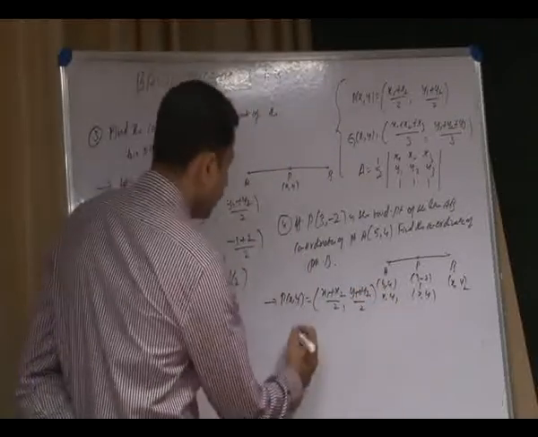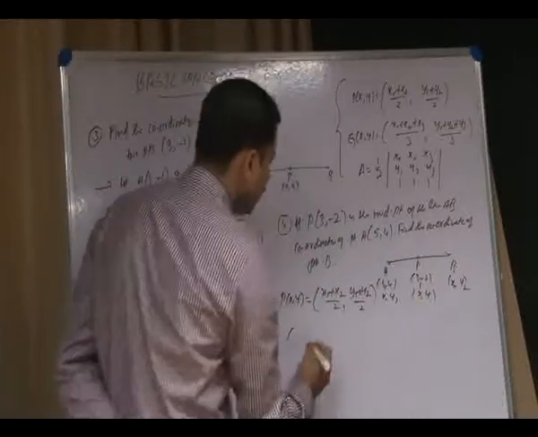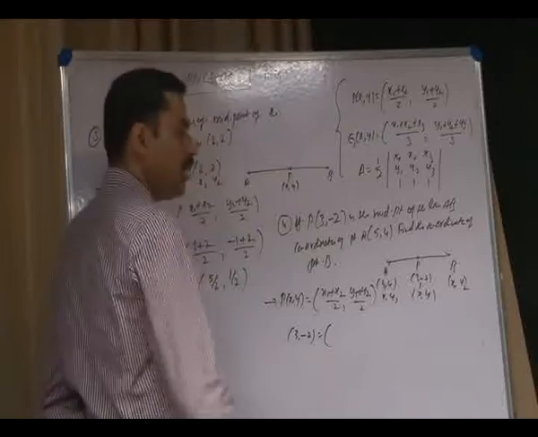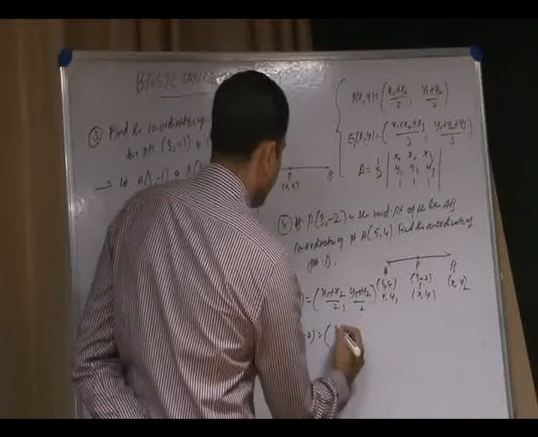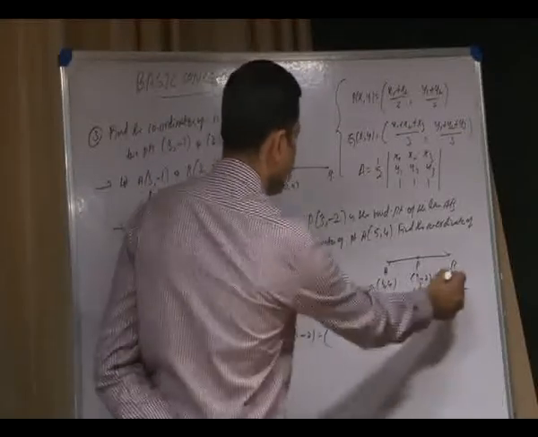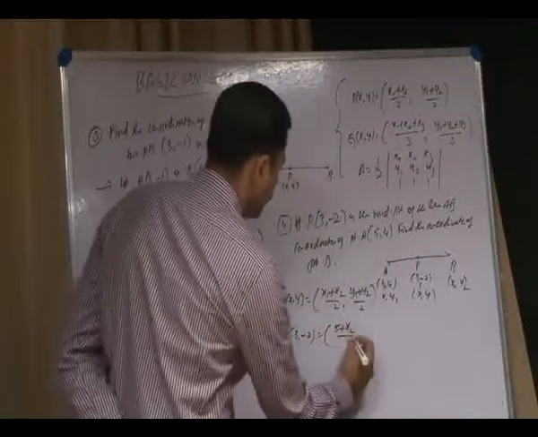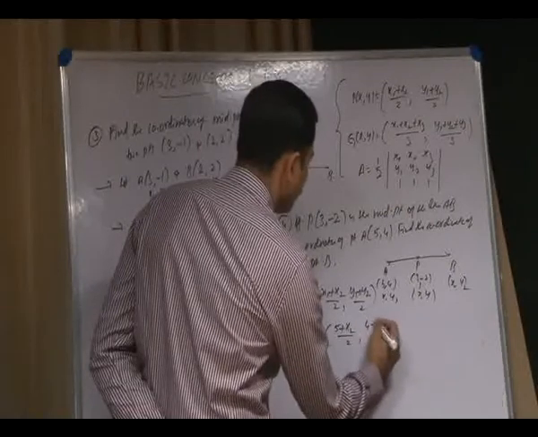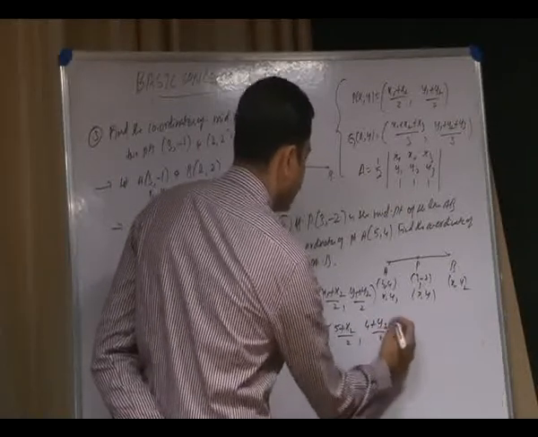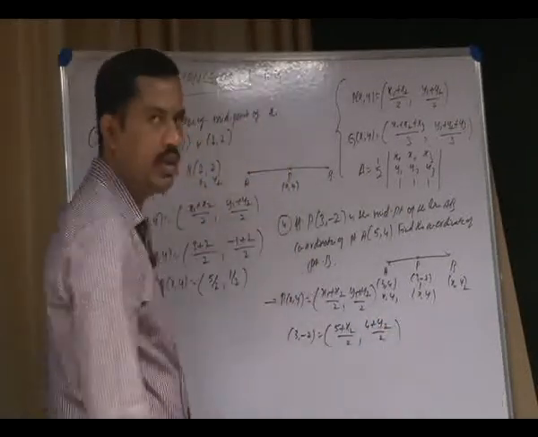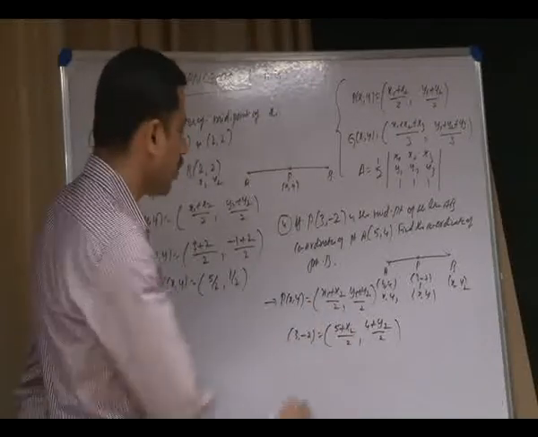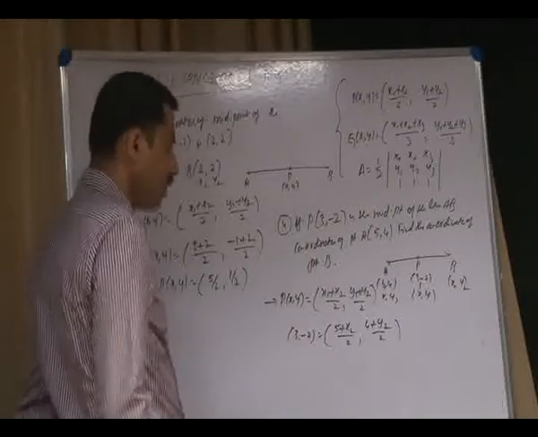So substituting in this equation, the coordinates of the midpoint is (3, minus 2), equal to ((x1 plus x2) divided by 2, comma (y1 plus y2) divided by 2). x1 is 5 here, plus x2 that you have to find out, and y1 is 4 plus y2. By equating the x and y coordinates from the left and right hand side, we get the coordinates of point B, that is x2 and y2.